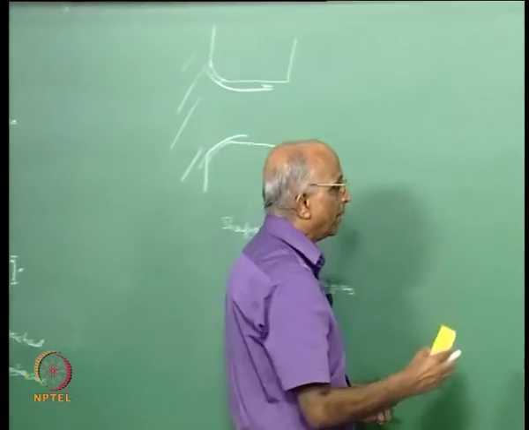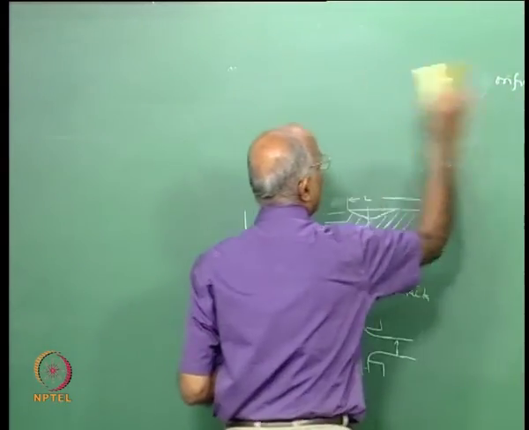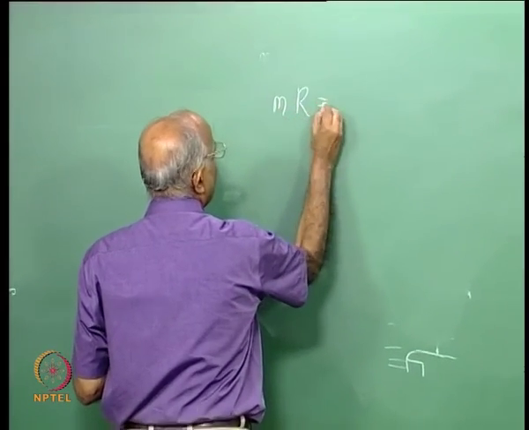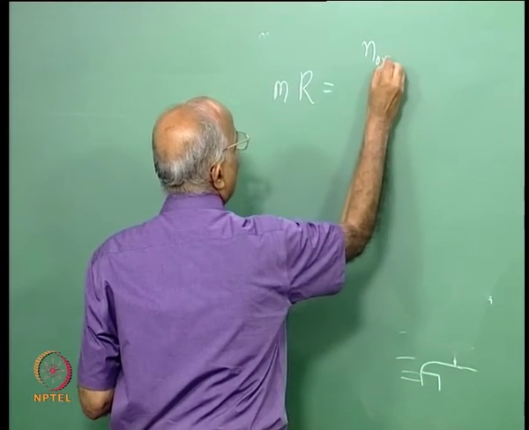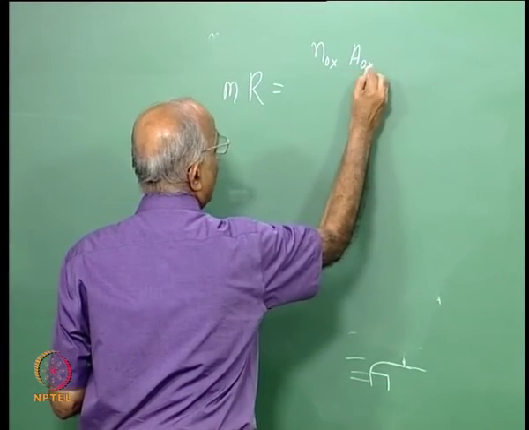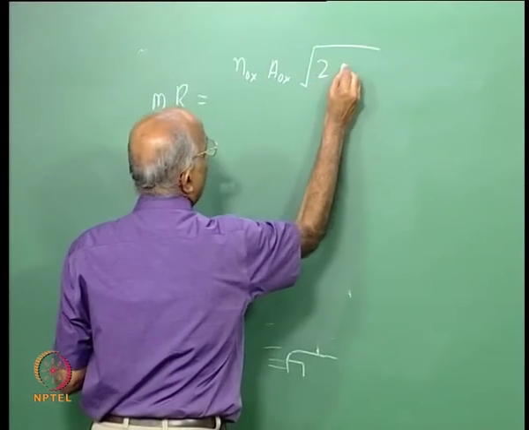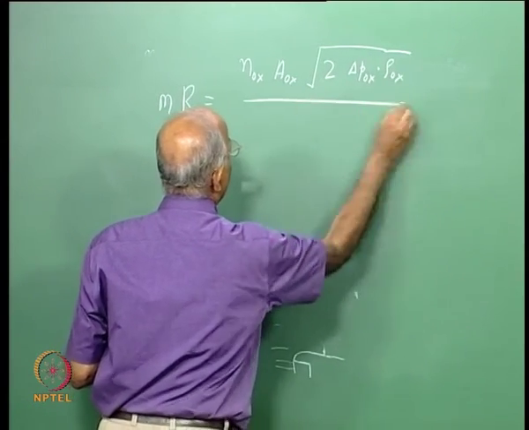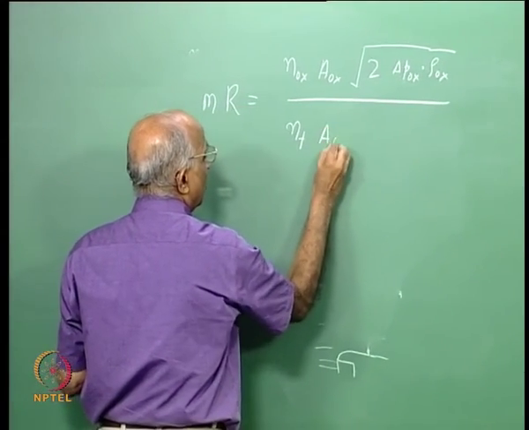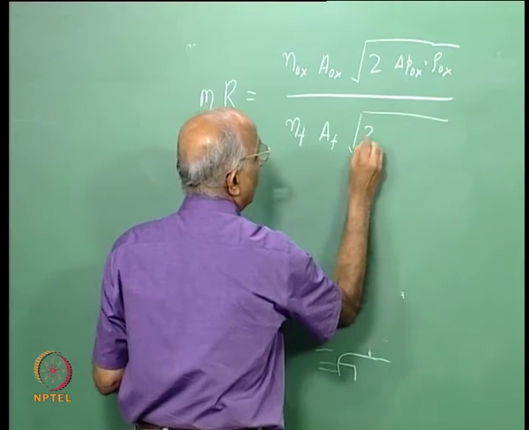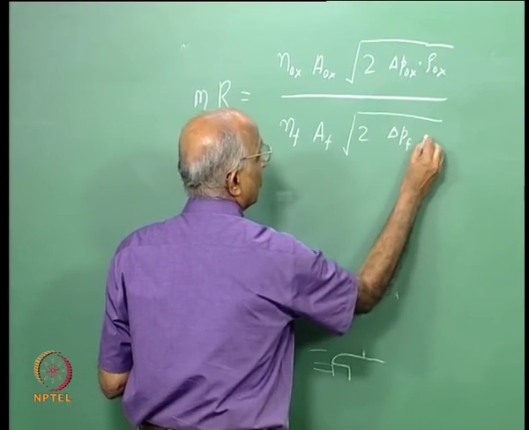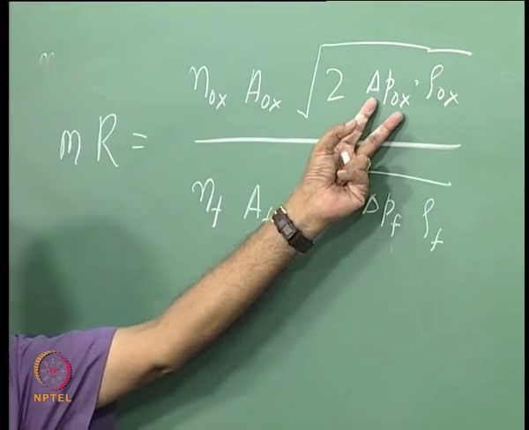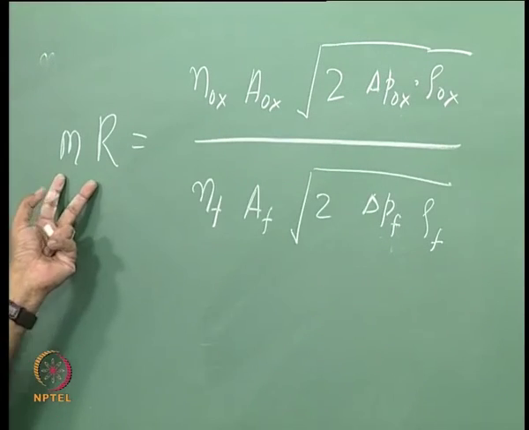How do you calculate the mixture ratio from a showerhead injector, which will be the same for many types of injectors? Let us say R, the mixture ratio, is equal to the number of oxidizer orifices into the area of each oxidizer orifice into root of 2 delta P across the oxidizer orifice into the density of the oxidizer, divided by the number of fuel orifices, area of each fuel orifice into root of 2 delta P across the fuel orifice into rho of the fuel. If I have a showerhead which is common, delta P fuel is equal to delta P oxidizer, and of course 2 cancels, and this is how you get a mixture ratio.